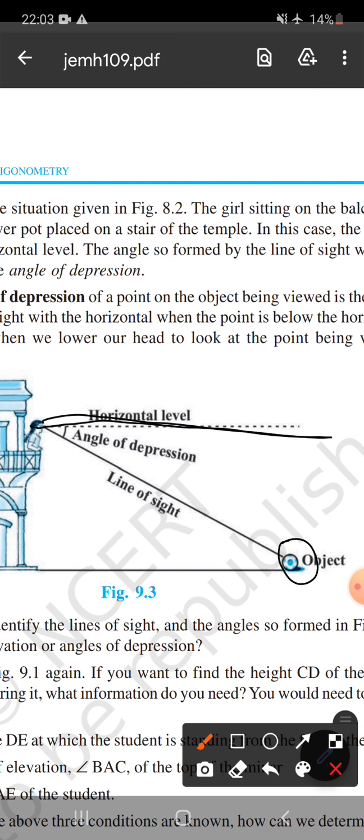Now, as you look downwards, you will bend your head towards the ground, and the angle subtended by your eye is known as the angle of depression when you're standing at some height and you are looking at an object lower than your height.